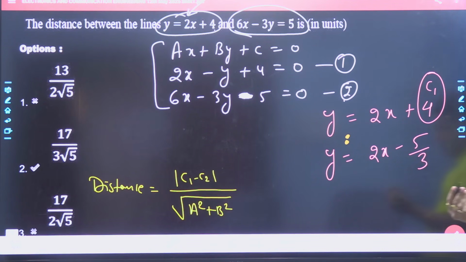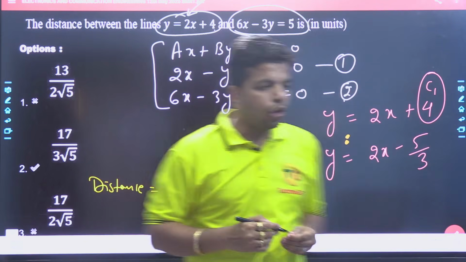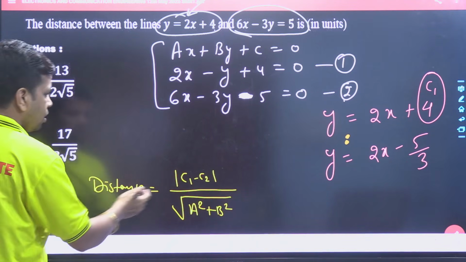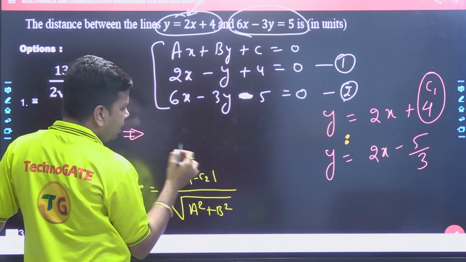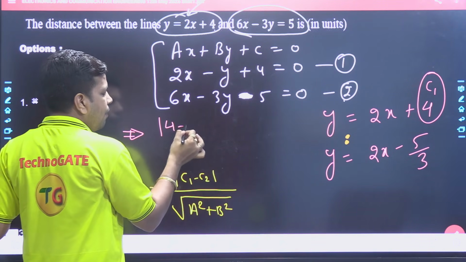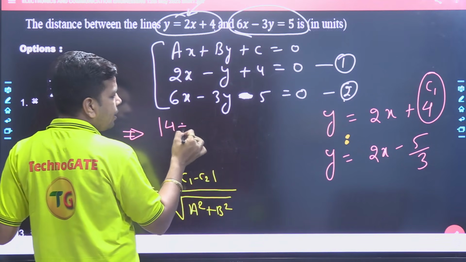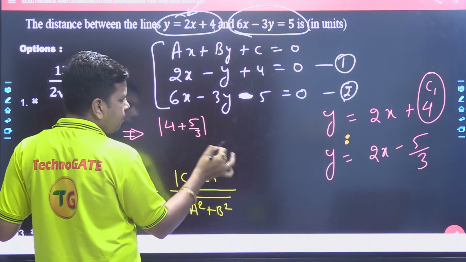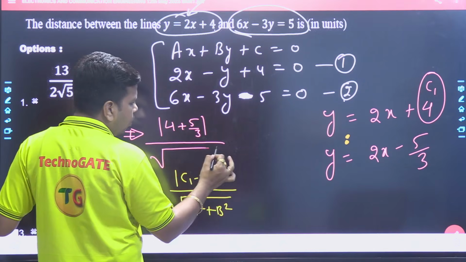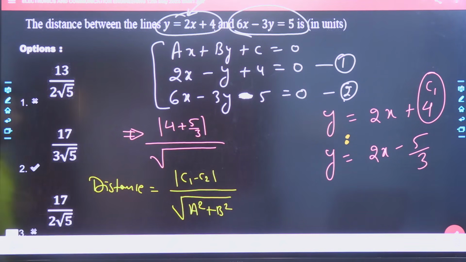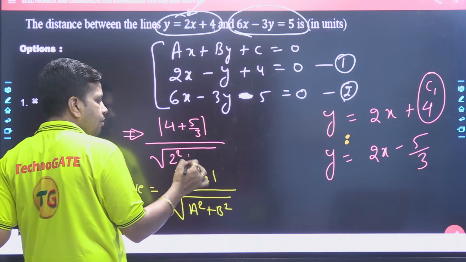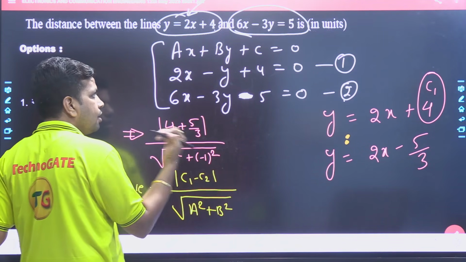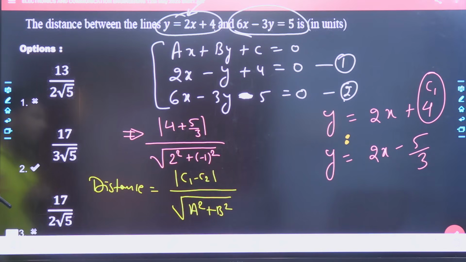So you can see the distance is what? Just put that value in this particular equation. So distance is what? C1 is 4, minus c2, which is minus 5 by 3, so it becomes plus 5 by 3, divided by square root of a square plus b square. So this is 2 square plus minus 1 square. Okay.